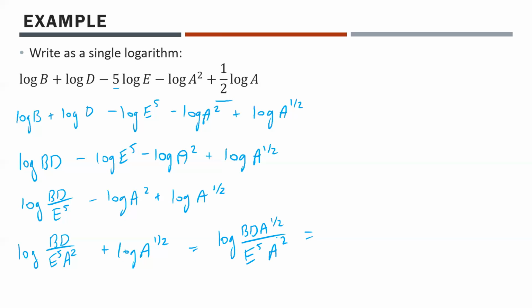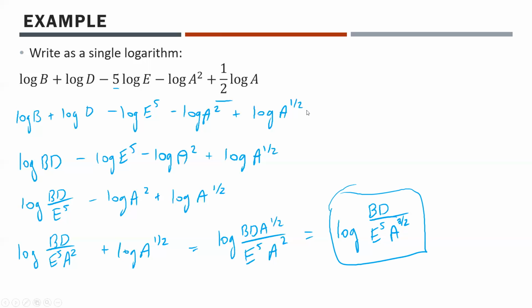What it means to have a negative exponent is you can just make it a positive exponent and put it on the bottom. Long story short, and again, you can test this if you're really wondering, your answer is going to be log BD over E5, and then A is on the bottom with an exponent of 3 over 2. Or if you prefer, the exponent on the A on the bottom could be 1.5, whatever floats your boat. There we go. We're done that one.